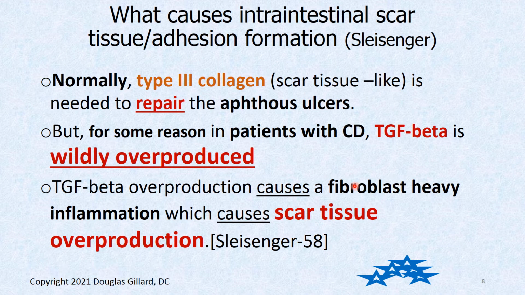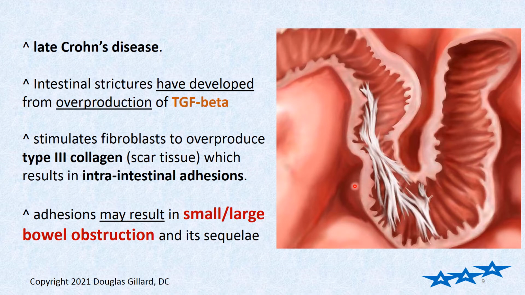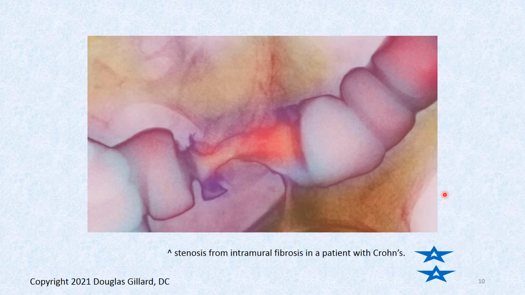So yeah, normally type 3 collagen in the intestine repairs aphthous ulcers, but it gets wildly overproduced in some patients with Crohn's disease. Therefore you have a fibroblast-heavy inflammatory condition, and it can result in this. There's just tons of scar tissue in this intestine, and it could be very difficult for fecal material to move through that, and it can get stuck and cause a small bowel obstruction. Here is some imaging showing that the intestine, the lumen, is narrowed down to nothing because it's filled up with scar tissue.